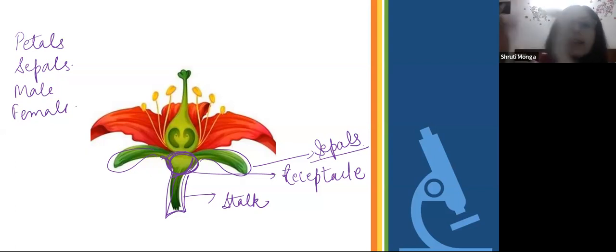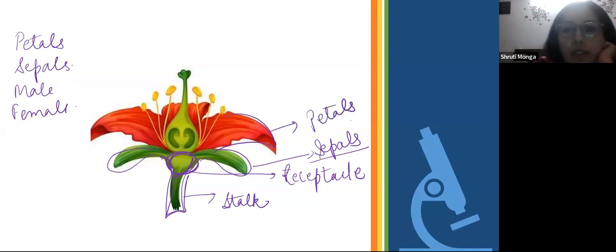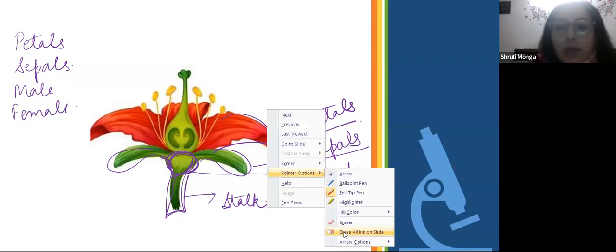Next, this red colored part is known as the petals, which attract insects for pollination. What is pollination? We will be studying that in the upcoming slides. Now let's come to the reproductive parts of the flower, the male reproductive organ and the female reproductive organ. For now I'm erasing whatever I have written because I need some space here.